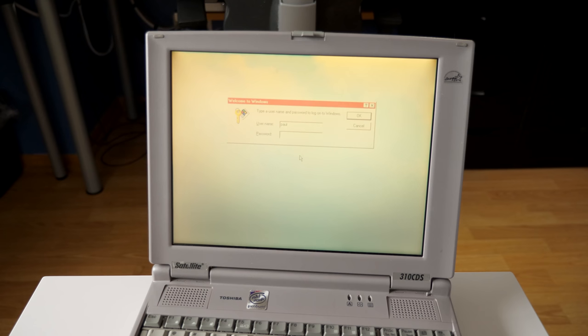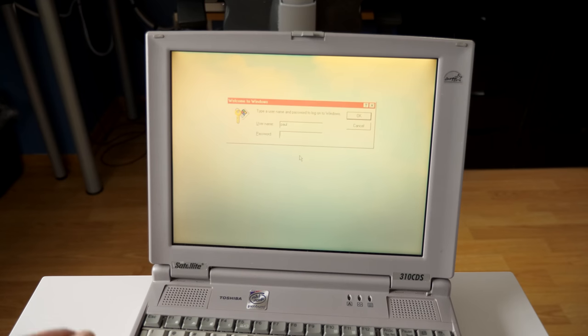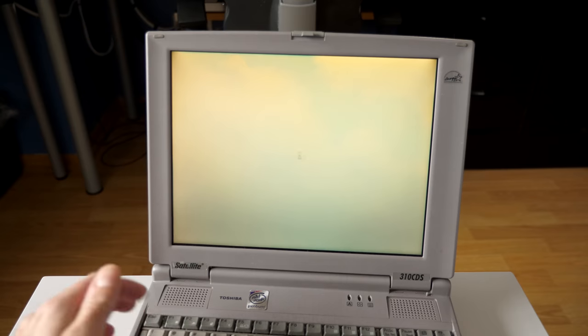Oh, Windows is yelling at me here. I should also note that I spent way too much time trying to figure out what the password is on this computer before remembering, oh, this is Windows 98, you can just hit escape.